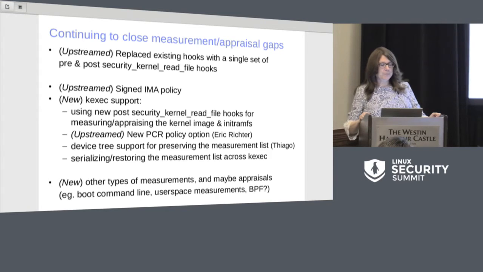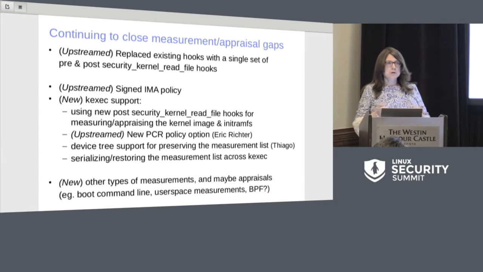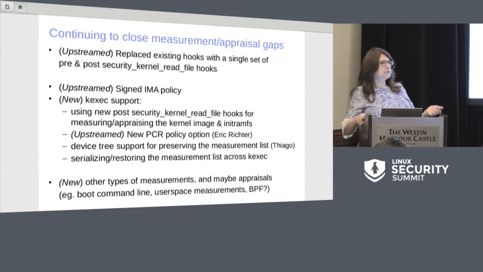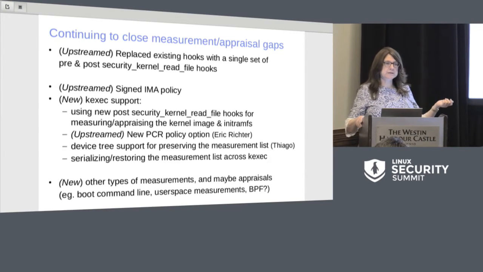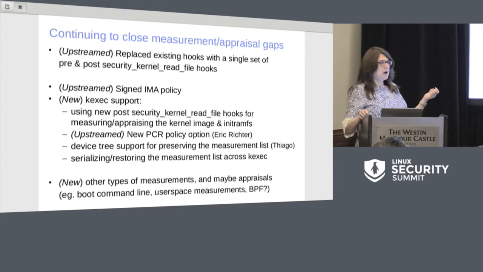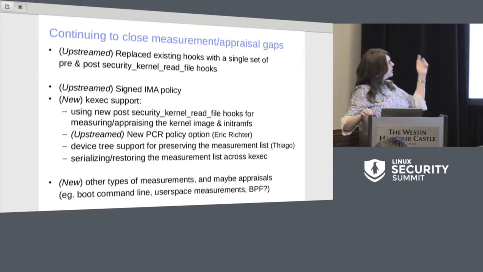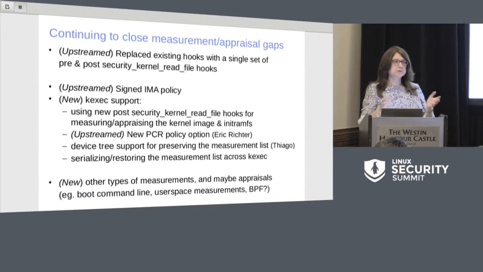Okay, starting with closing measurement gaps, the first thing we did was address the different security hooks that were being used for different things, called the pre-hooks and the post-hooks for firmware and kernel modules. Everybody is trying to do the same thing. They want to be in those places at the time they need to do something, like appraise the file signature, see what file system it's on, and so on, and of course do mandatory access control like SMACK and SELinux.